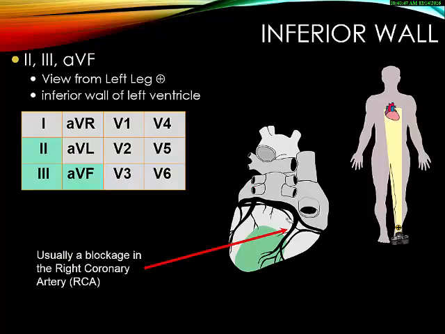This is a view of the inferior wall. And remember, inferior wall is going to be leads 2, 3, and AVF. So those 3 leads are looking at the inferior wall of the heart. This view of the heart is a posterior view. Usually if you see problems in 2, 3, and AVF, you have a blockage of the right coronary artery. So the right coronary artery is wrapping around the heart and coming through here, and you're going to get problems there. So it's usually the issue if you're seeing inferior wall MI.